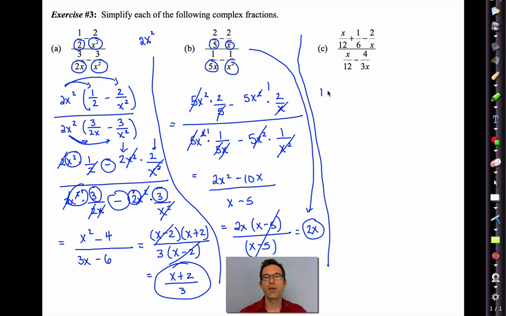Hopefully you figured out that you'll have to multiply everything by 12x. So again, I'm going to start immediately with the distributing. Every part of that numerator gets multiplied by 12x, and every part of the denominator gets multiplied by 12x.